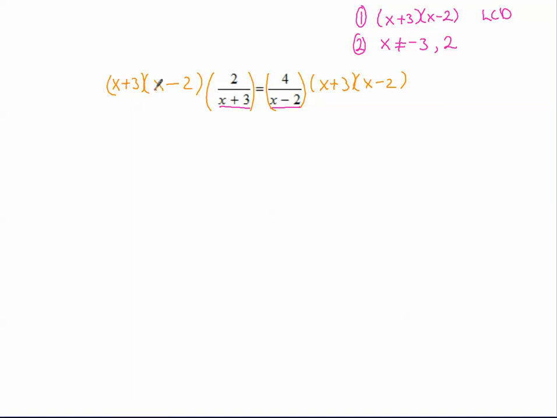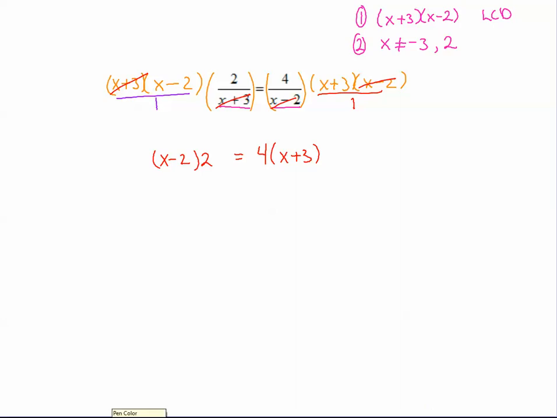If I'm multiplying x plus 3 times x minus 2 times this term right here, well, we need to think about this as being over 1. So that means that x plus 3 can cancel with x plus 3, and all we're left with on this side is x minus 2 times the 2 from here. And on the right side, this x minus 2 cancels with this x minus 2, and we're left with 4 times x plus 3. And so what we've done is we've narrowed this down to a linear equation, and we can solve it just like we would normally do.